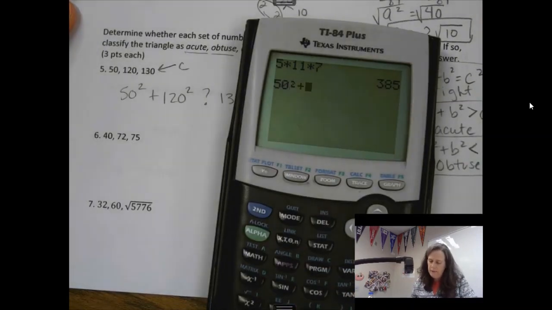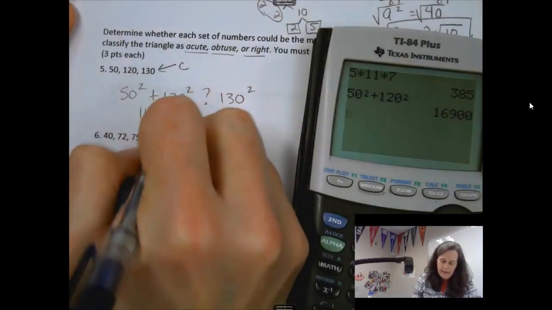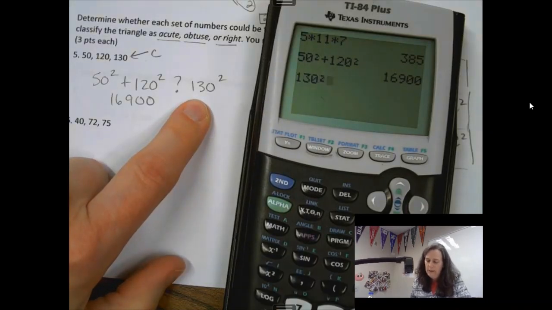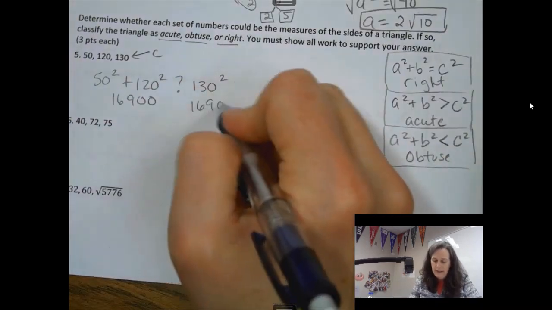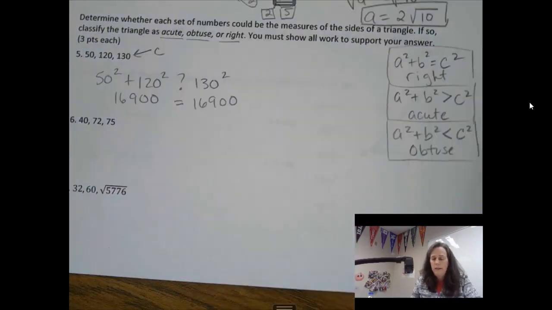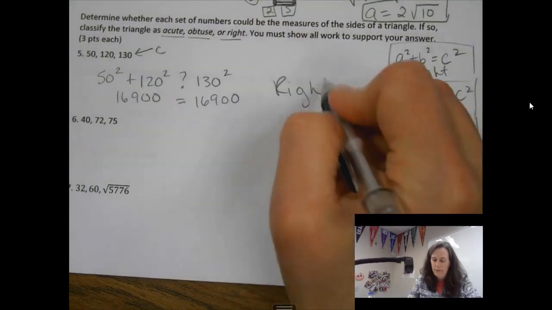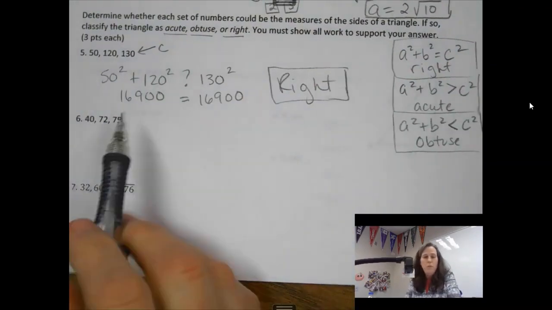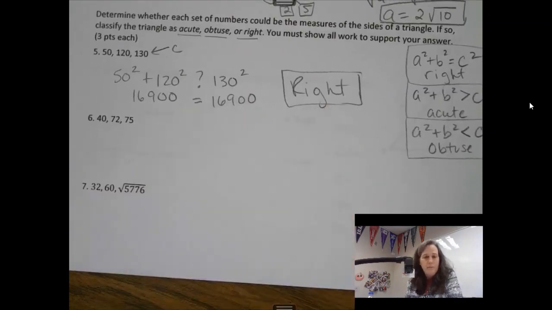50 squared plus 120 squared is 16,900. That's a big one. And let's try 130 squared. Oh, look. 16,900. Those are equal, which means that that is a right triangle. So I'm going to put a right triangle here. Now to get all the points on that question, you got to show some work, show how you know it's true, and then give that answer.